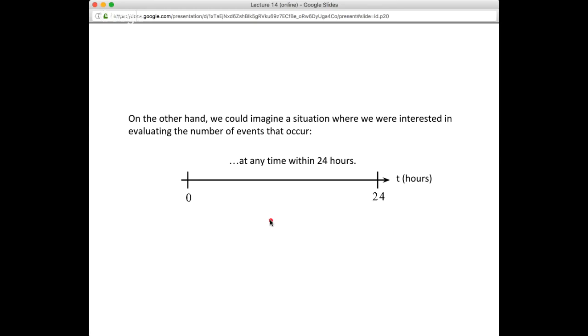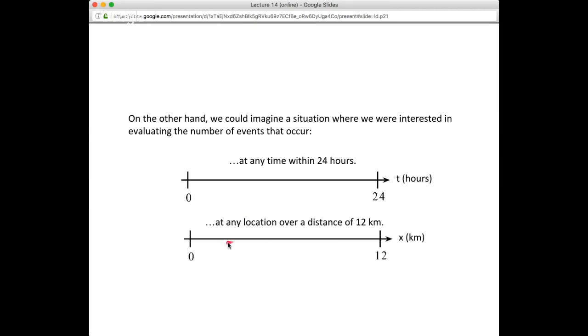On the other hand, we can imagine a situation where we were interested in evaluating the number of events that occur over some continuous amount of time, say within 24 hours. So those events could occur anywhere in that 24 hours. They might occur right next to each other, or they might be really spread apart. We don't know. Maybe we don't even really care how they're distributed over that 24 hours. We just want to know what is the probability that we're going to get 5 events in that 24-hour period?